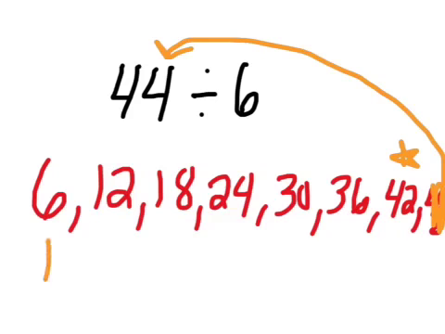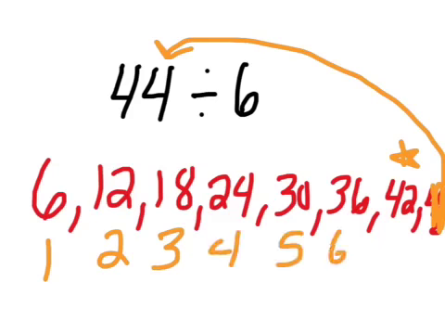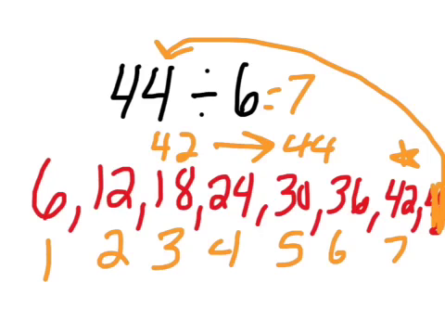Now I'm going to count. 1, 2, 3, 4, 5, 6, 7. So 44 divided by 6 is 7, but I'm at 42 now. So really what I'm doing is seeing how many to get from 42 to 44. So I'm at 42. I go 42, then 43, 44. That's 2 more. So I say 7, remainder, 2.